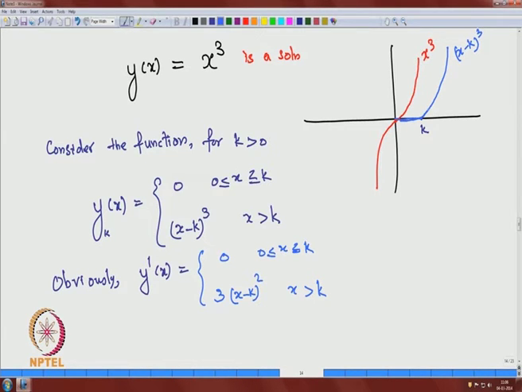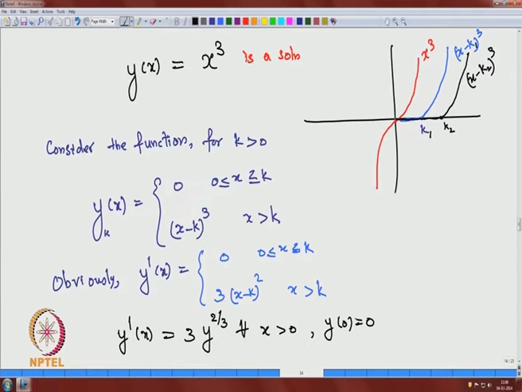For a different k, so this is another k, let's call it k1, and another k2. The value of the function up to k2 is 0, then it is (x minus k2) cube, and you can see that the derivative y prime(x) satisfies the given differential equation, 3 times y to the power 2/3, for all x greater than 0, and it satisfies y(0) is 0. So you can show that this is a family of curves.